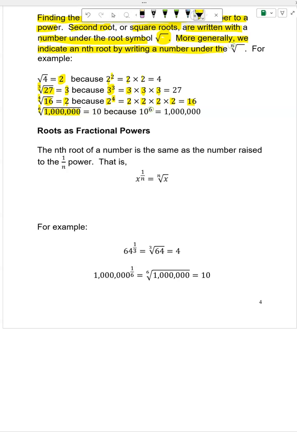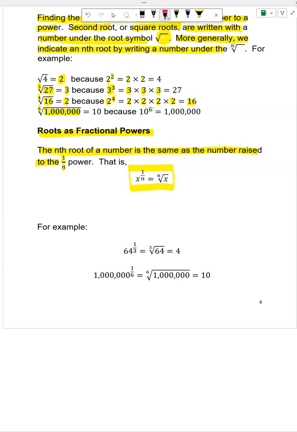Alright, so let's talk about roots of fractional powers. The nth root of a number is the same as the number raised to the 1 over n power, okay? So here is our little fact. If you have x raised to the 1 over n power, that's the same thing as taking the nth root of x. And I'm going to show you why.